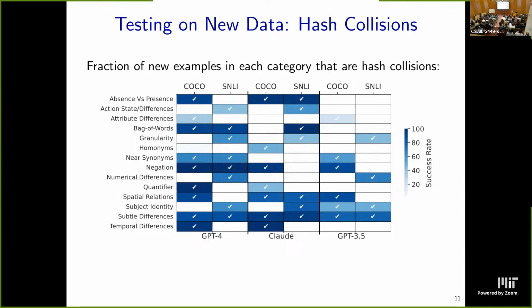And then we also considered the choice of initial data set to scrape the hash collisions from. COCO and SNLI are two language data sets that have a lot of stuff about visual concepts in them, but focus on somewhat different things. And so what we see, first of all, is you get a fairly high success rate of hash collisions.